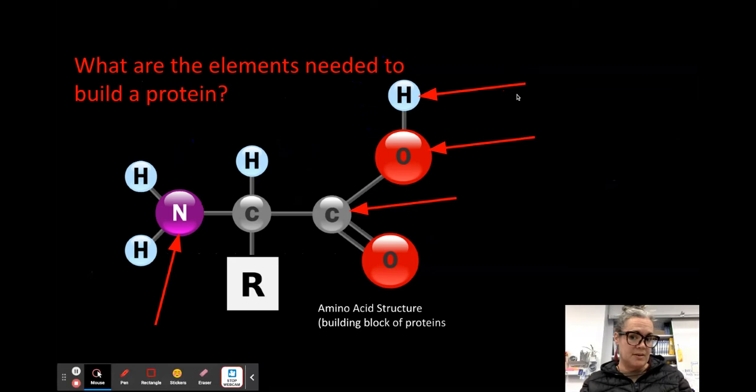Enzymes are proteins. Not all proteins are enzymes, but all enzymes are proteins. And enzymes are really like the chemical reaction vehicle for many of the things that take place in your body.